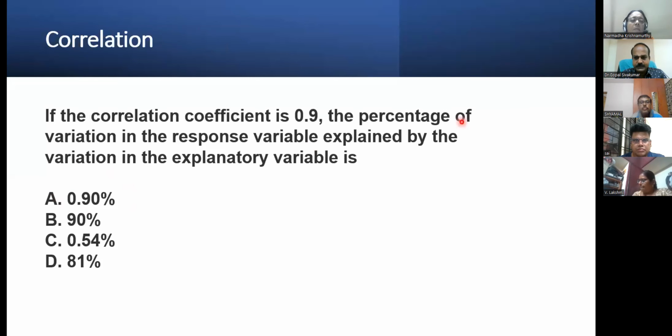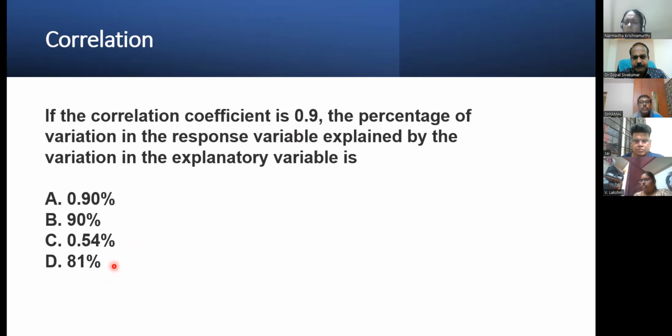Now moving on to correlation analysis. If the correlation coefficient is 0.9, what is the percentage of variation in the response variable explained by the variation in the explanatory variable? Explanatory variable is the X variable. Response variable is the Y variable. And the correlation coefficient small r is 0.9. How much percentage of the variation in Y is explained by X? Options: B, 90%; D, R square is the answer. 0.9 multiplied by 0.9, 81% is the correct answer.